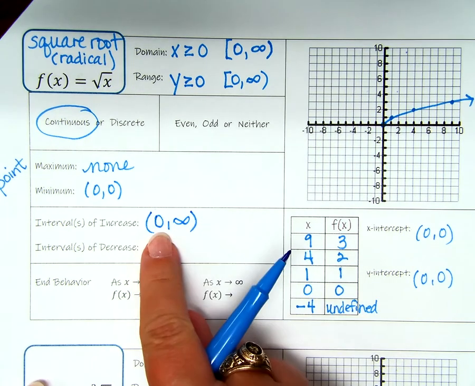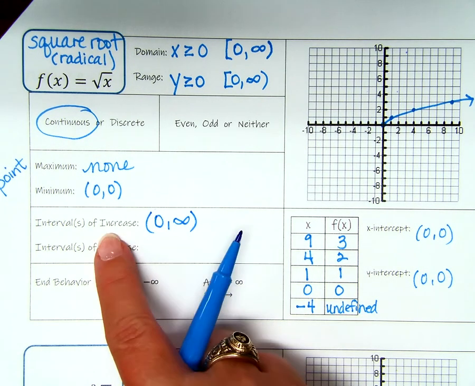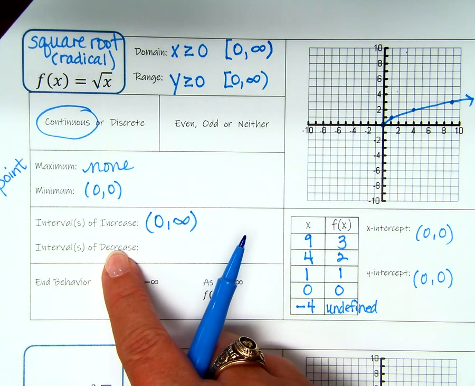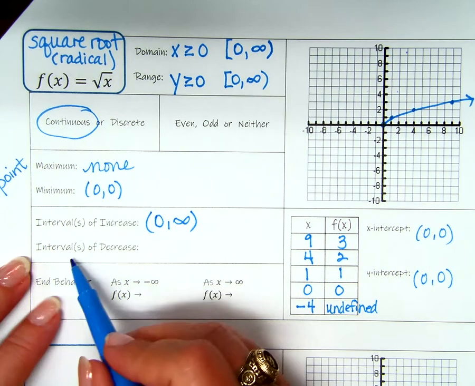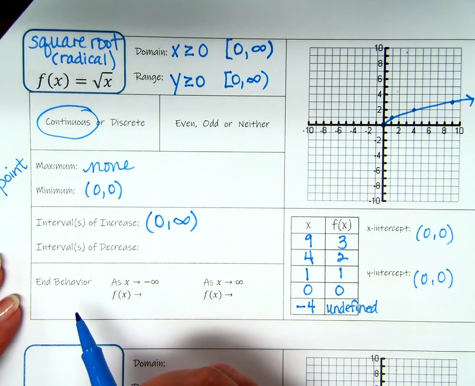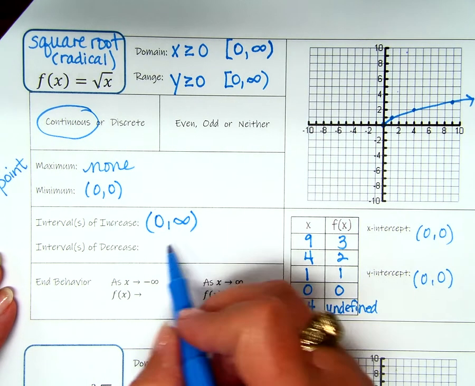Why is there not a bracket around the 0? Do we ever put brackets around intervals of increase and decrease? No, because we cannot be increasing or decreasing at a point. So that point cannot be included, but right after it is. Okay? What about intervals of decrease? Yeah, if it's increasing the whole time, does it ever decrease? No.